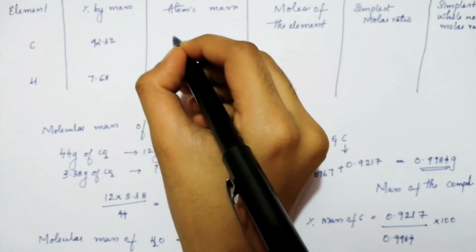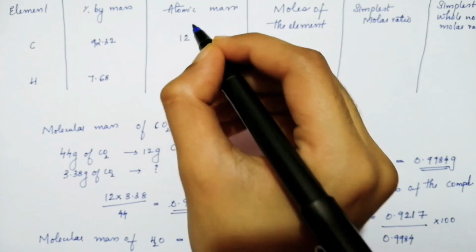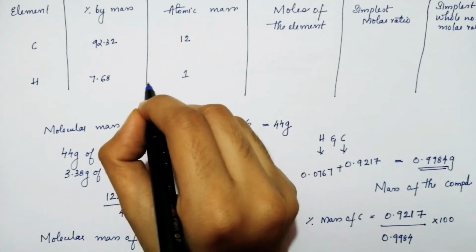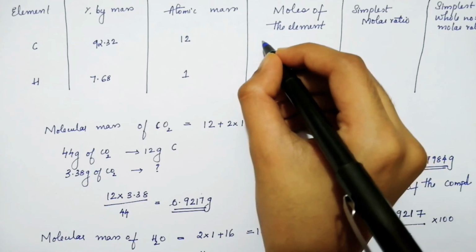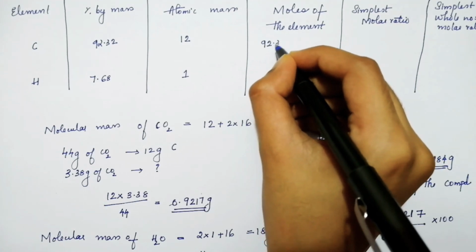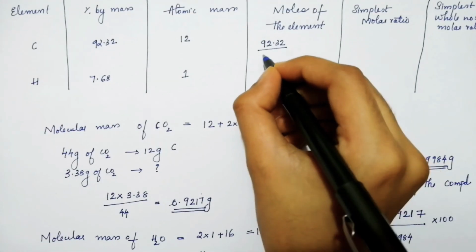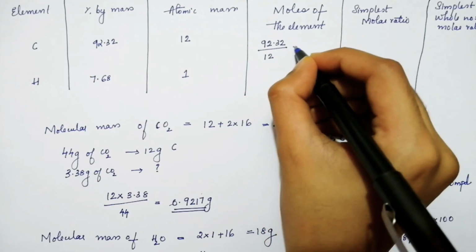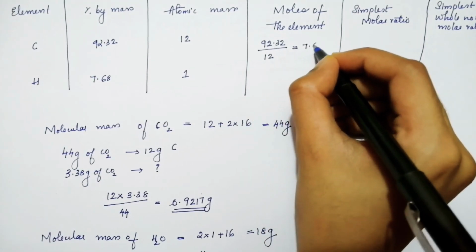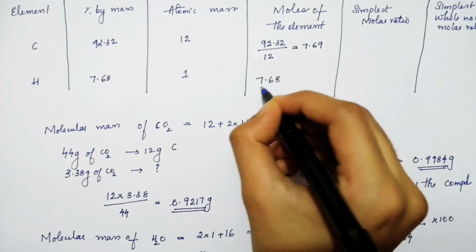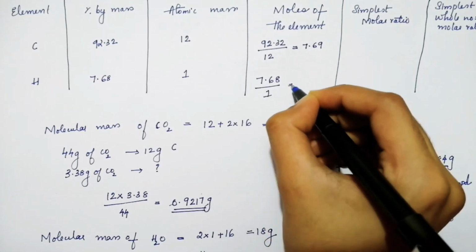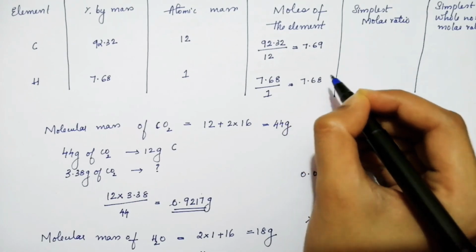The next column is to calculate the atomic mass. So we know for carbon it is 12 and for hydrogen it is 1. To calculate the moles of element, we have to divide this percentage by mass with this atomic mass, and for carbon we get this as 7.69. Similarly, for hydrogen, we get the answer as 7.68.